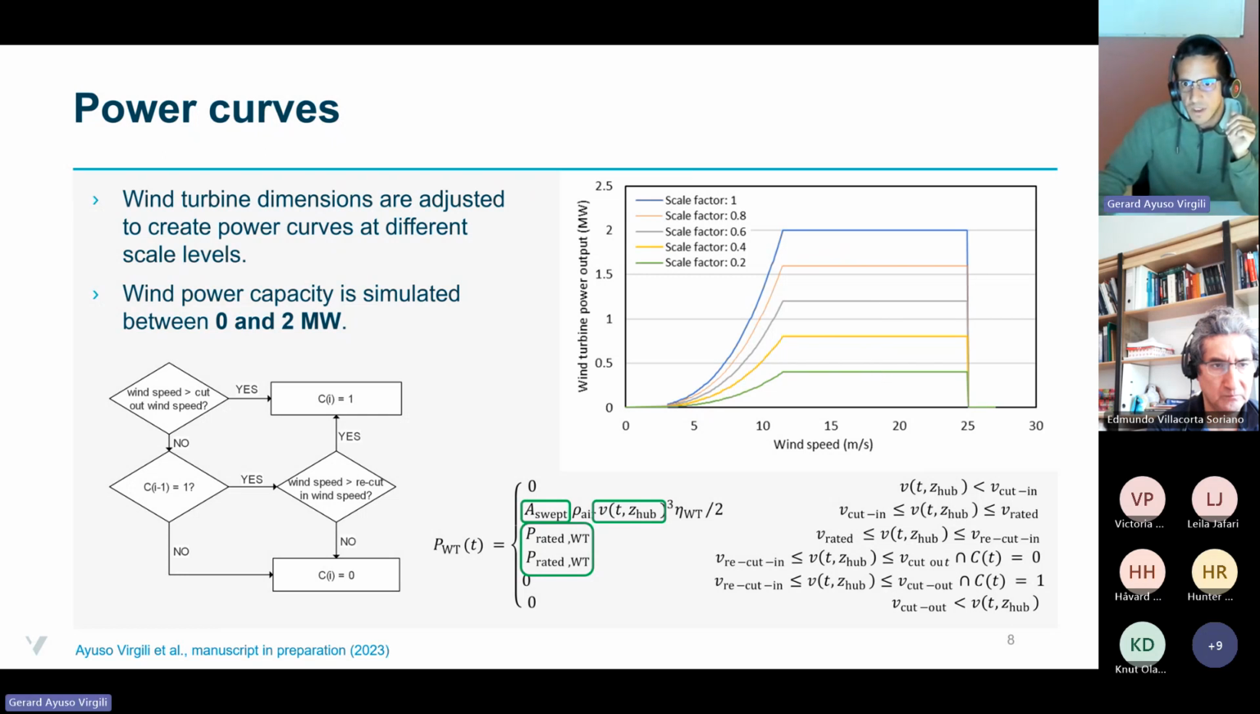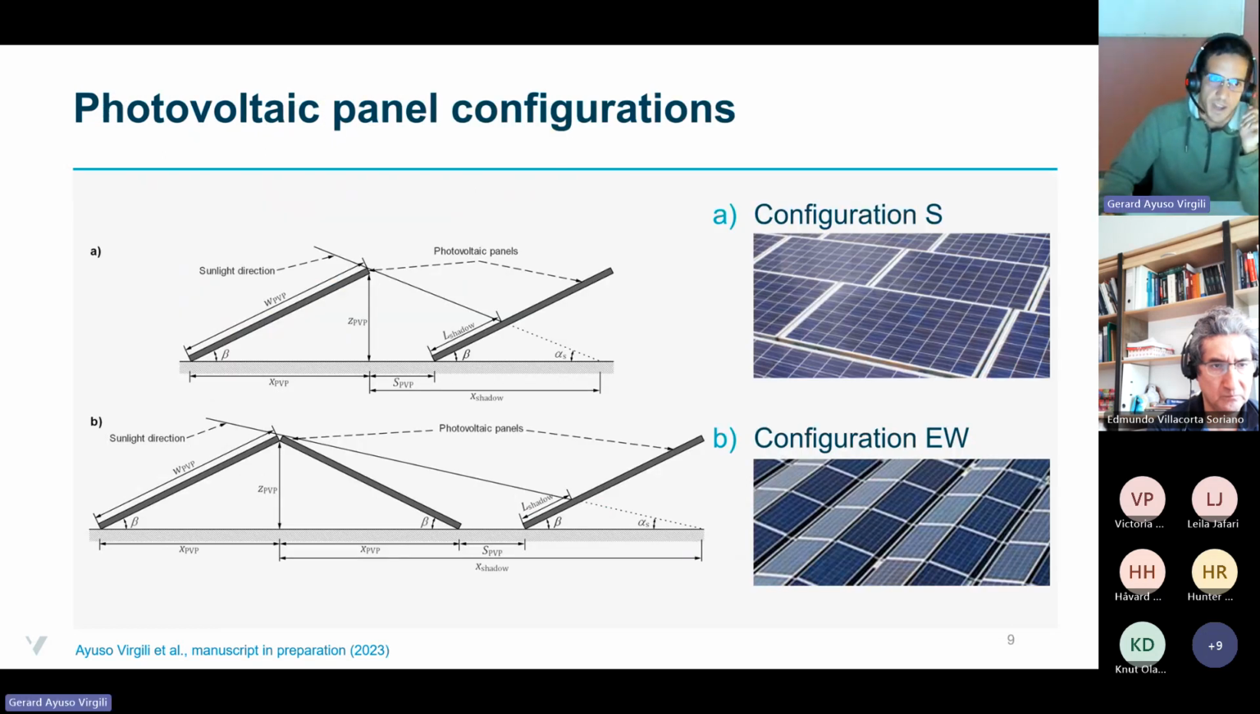So if we look now at solar energy, I said we had two different layouts or two different configurations. One is called S and one is called EW. And that's basically the cardinal direction they are oriented to. So in configuration S, all the panels will be facing south in a single row. And then in configuration EW, they will be facing east and west in double rows, as we can see here in the pictures.